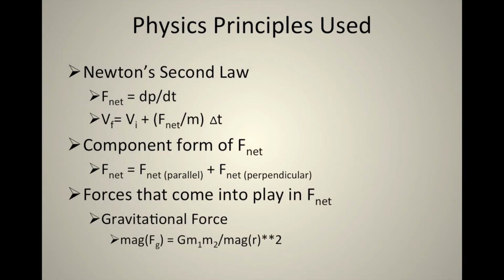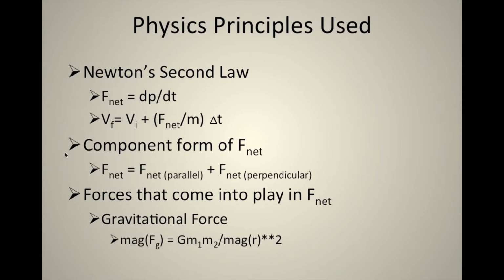The main physics principle used in this lab is Newton's second law. Newton's second law is used in situations where F net is not equal to 0. We know that F net is not equal to 0 for our star because the direction of the star's velocity is changing. The first form of Newton's second law we will use is F net equals the change in momentum over the change in time. The second one updates the velocity of the star in our computational model.